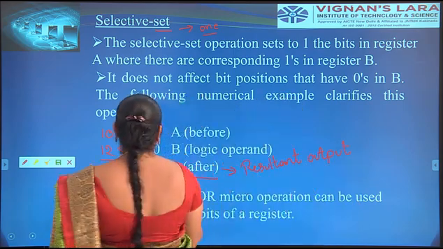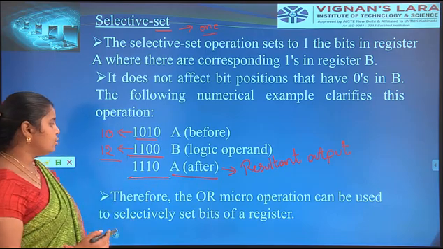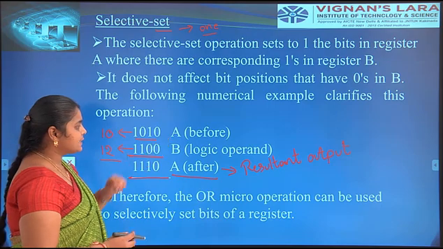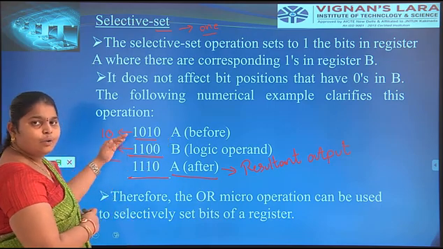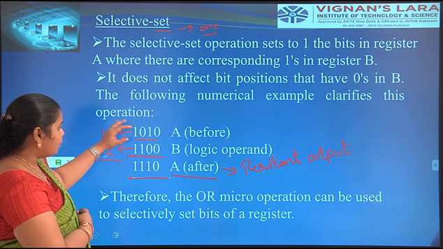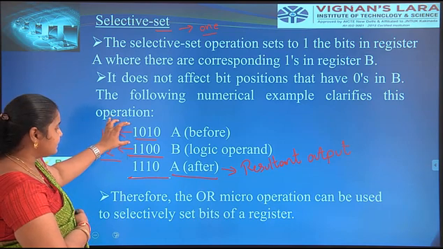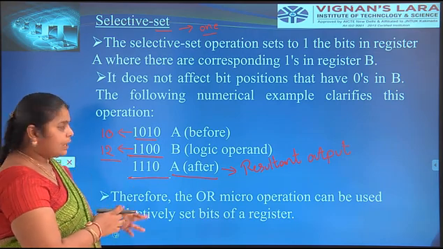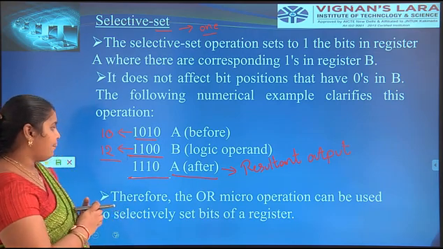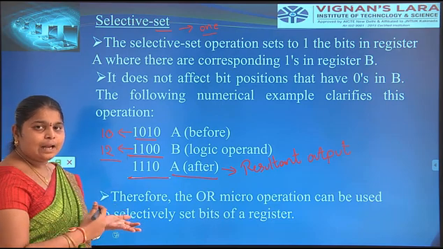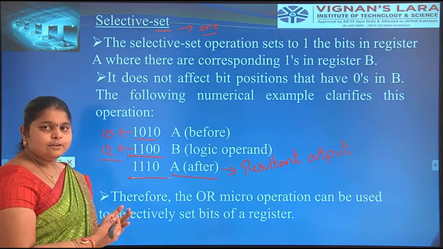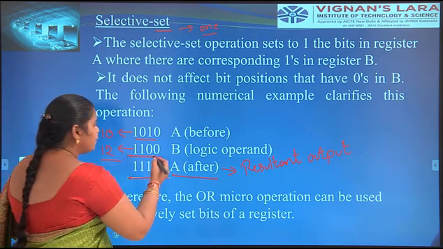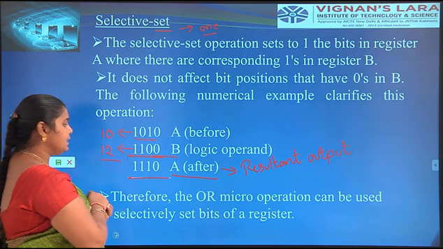After calculations of A and B, we require a resultant output. There is no change in B. A is considered as the before number. Before the calculation, we take only 10, that is the binary number A. B is known as the logic operand. A is calculated with the help of B. In any application, A is calculated with the help of the B number. B means 12, A is 10.